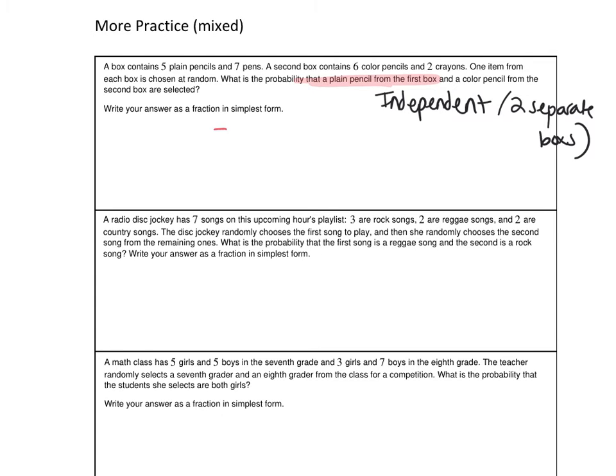So there are 5 plain pencils in the first box out of 12 pencils and pens in the first box. So I would say 5 out of 12. And the second one, they want a colored pencil from the second box selected. So I'm going to multiply this times a colored pencil. There are 6 colored pencils in the second box out of 8 total colored pencils and crayons. So there are my 2 fractions, and I'm just going to multiply them.